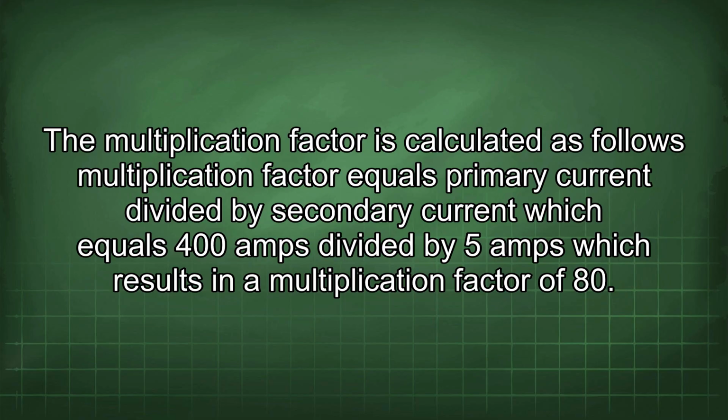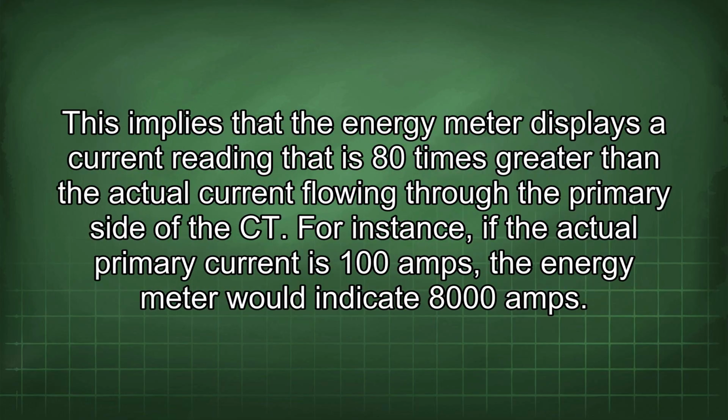The multiplication factor is calculated as follows: multiplication factor equals primary current divided by secondary current, which equals 400 amps divided by 5 amps, which results in a multiplication factor of 80. This implies that the energy meter displays a current reading that is 80 times greater than the actual current flowing through the primary side of the CT. For instance, if the actual primary current is 100 amps, the energy meter would indicate 8000 amps.